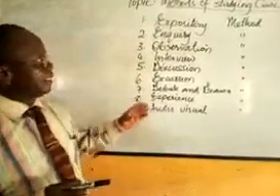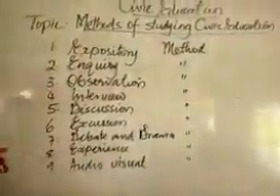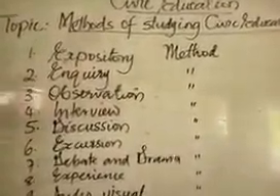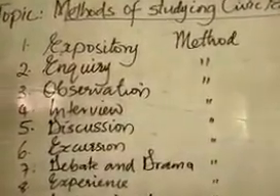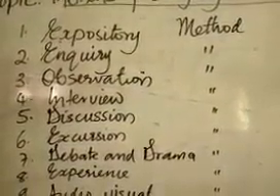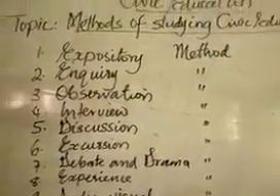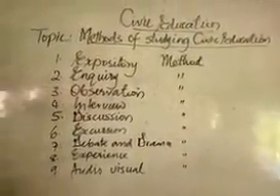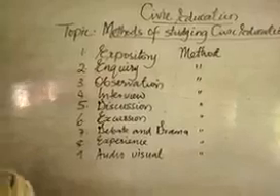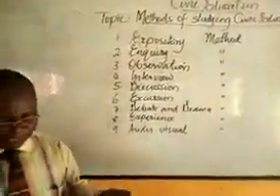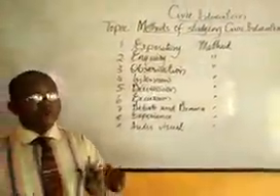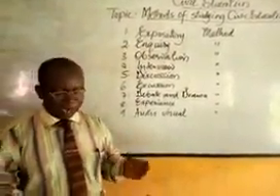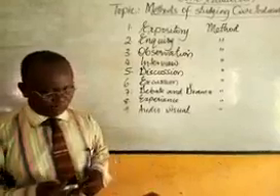We are itemizing them on the board here. The first one that is important is what we call expository method. This method of studying civic education is a situation where a teacher comes in contact with the learners, our students, and the teacher uses all that he has regarding the subject and related to the subject to expose to the learners about this civic education.